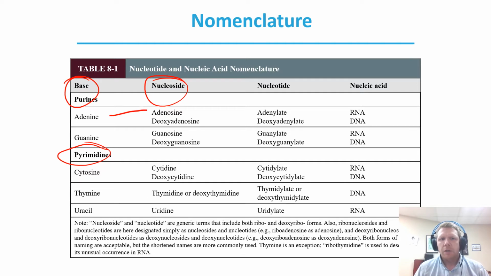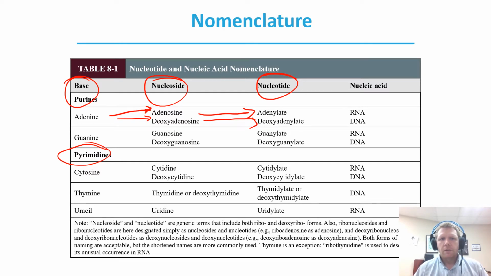So adenine plus a ribose sugar makes adenosine. Now, the nucleotide version of that also has a phosphate. So adenine, ribose, and at least one phosphate group, you're going to make the molecule known as adenylate. Okay, so we have these unique names, adenylate versus deoxyadenylate. The difference there is the sugar that's involved. That is either a deoxy sugar, so deoxyribose, which is found in DNA, compared to ribose.